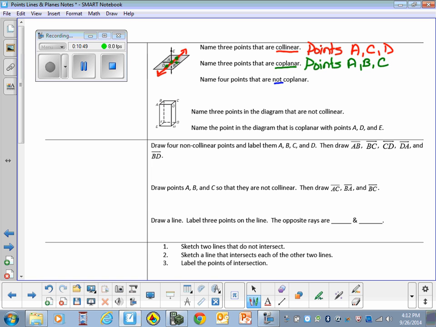Four points that are not coplanar. Look for keywords like that, words that exclude things. So I need a point that's not on that plane. That happens to be point E up here. E is on a line that's coming down and going through the plane, but it's not actually sitting on it or resting on it. So any answer I have has to have point E, and I can pick any other points I want.